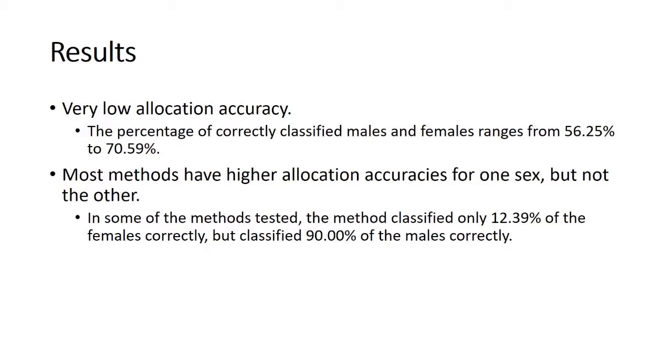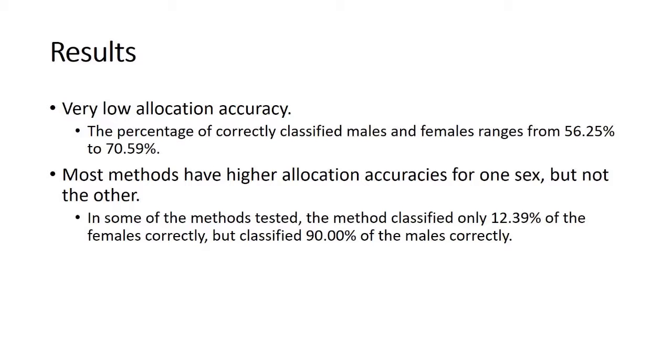So our results actually showed that the methods did not actually correctly allocate the majority of our individuals. So some of the methods resulted in very low allocations, and the average allocation of correctly identified individuals ranged between 56.25 and 70.59% of individuals correctly assigned. This is very poor because that means that the methods are misclassifying between 30 and 50% of the individuals that were tested in our sample.